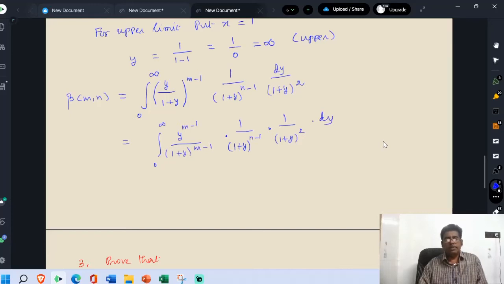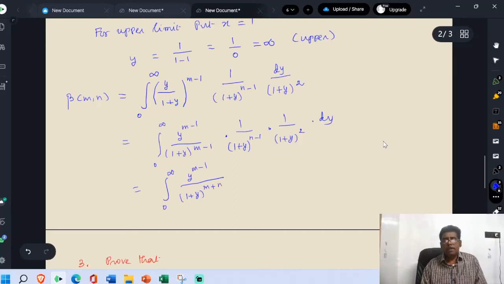Now align all these terms. This is equal to the integral from 0 to infinity of y power m minus 1 divided by (1 plus y) power m minus 1 plus this term plus this term. You have to apply the rule a power m into a power n equals a power m plus n. So all are in terms of 1 plus y. Just add the powers: m minus 1 plus n minus 1 plus 2, that is m plus n. Therefore, this is (1 plus y) power m plus n, multiplied by dy. This is the value of beta of m comma n. This is another form of the beta function.